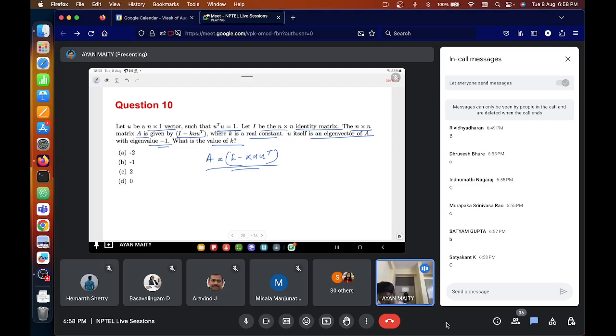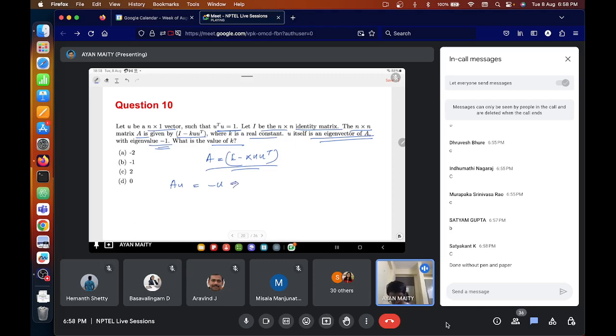So here the information given is that u is an eigenvector of A with eigenvalue -1. So from this you can write Au equals -u. So this is what we can get from this question. A is given as I minus k u u transpose. So (I minus k u u transpose) into u equals -u.